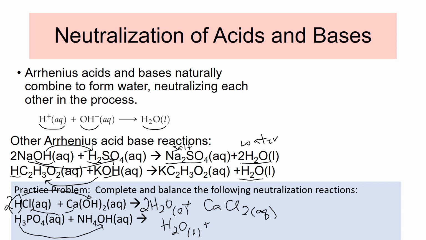And then the ammonium is going to go with the phosphate, NH4. And again, let's look at their charges. NH4 is plus, PO4 is 3 minus, so we cross those, and we want (NH4)3PO4, and then erase those charges. And then this one is aqueous, and to balance it, we have 3 H's, so we're going to need 3 hydroxides, and we'll get 3 waters.